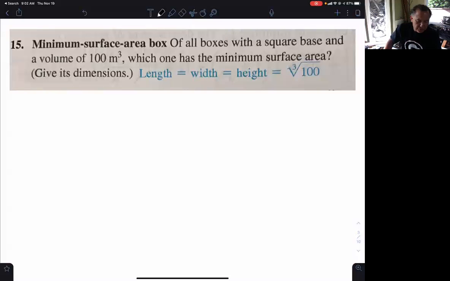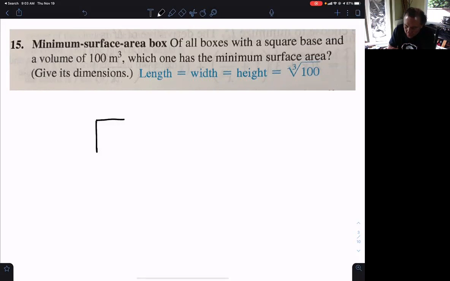This is Chapter 4, Section 4, Optimization number 15. This is more like the type of question you would get on an AP test. So you have a box with a square base and the volume of 100 cubic meters. So let's draw a picture.